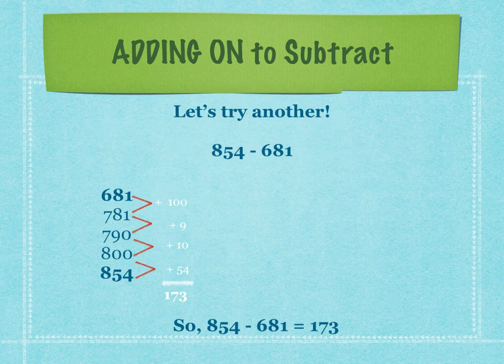So let's try another. 854 minus 681. I'm going to start with my smaller number, 681. I'm going to take a leap of 100, which gives me 781. A leap of 9, it's a friendly number, to 790. A leap of 10, an even friendlier number, to 800. And then I can leap 54 to get straight to 854. So when I add up all my white leaps, the difference between those two numbers is 173.